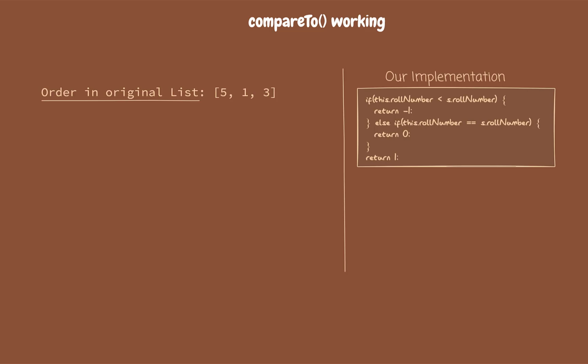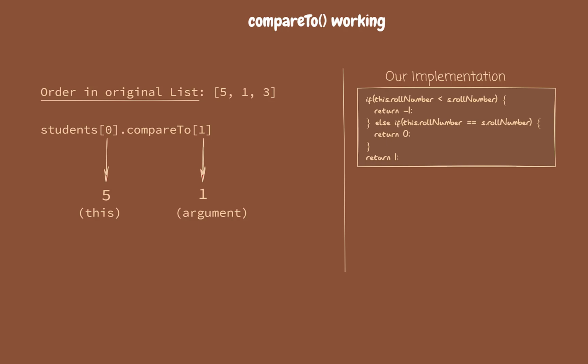In this section, let's break down how the compareTo method actually works when sorting a list of objects, a common point of confusion for many developers. When we call sort, the sorting algorithm compares elements by calling compareTo. For example, student 0 with roll number 5 is treated as this, and student 1 with roll number 1 is the argument. Since 5 is greater than 1, our compareTo method returns 1, meaning roll number 5 should come after roll number 1.